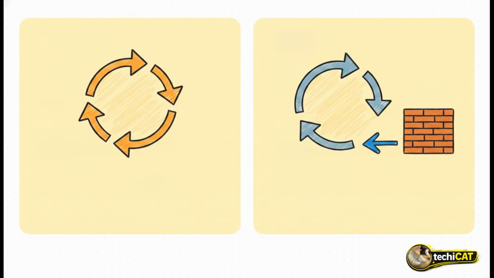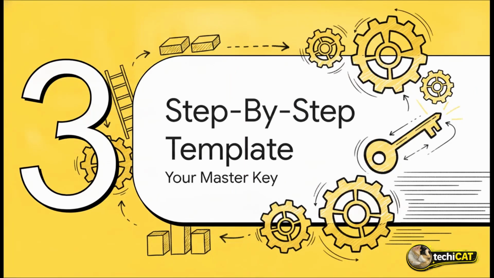So what is the crucial difference here? Well, standard recursion is just calling a function within itself. But backtracking? That's recursion plus that critical undo step we just experienced in our physical maze. Literally, just walking backward from the dead end is the sole difference between the two. That's the whole shebang. Moving on to section 3, the step-by-step template, your master key.